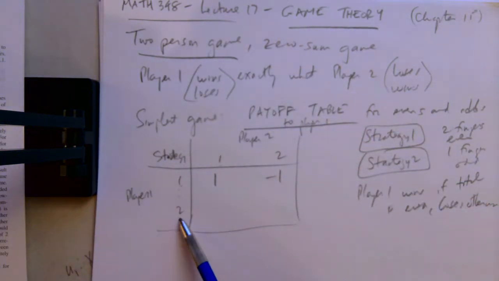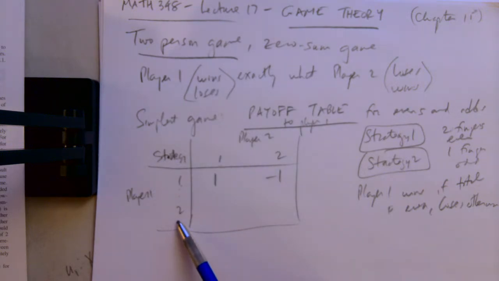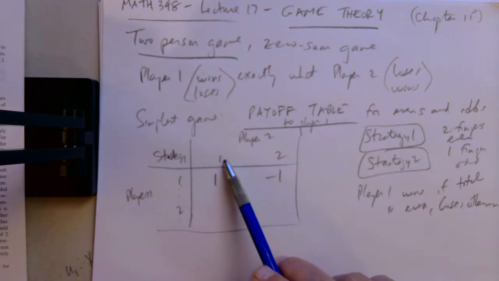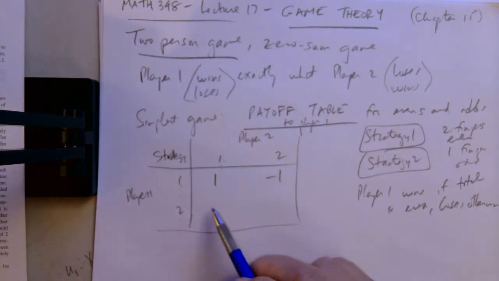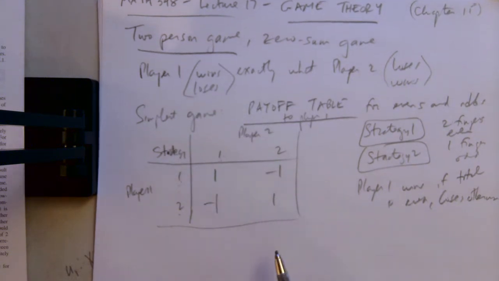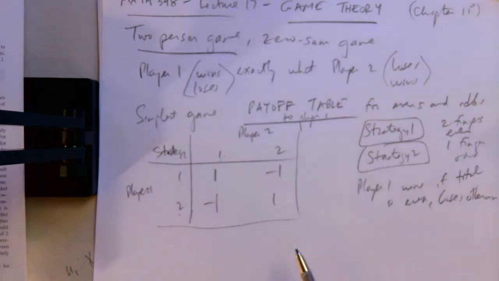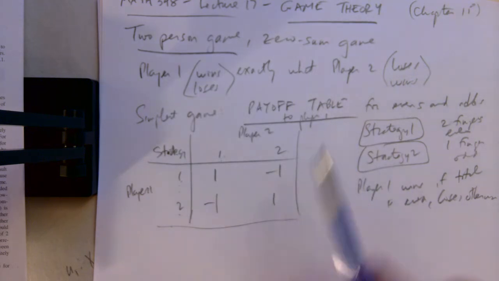If player 1 chooses strategy 2 and player 2 chooses strategy 1, he puts out 2 fingers. Sorry, he puts out 1 finger. This person puts out 2 fingers. That's 3 fingers. Player 1 loses $1. If they each choose strategy 2, each puts out 1 finger. That's 2 fingers total. That's even. Player 1 wins the $1 because it's even. So this is the payoff to player 1.